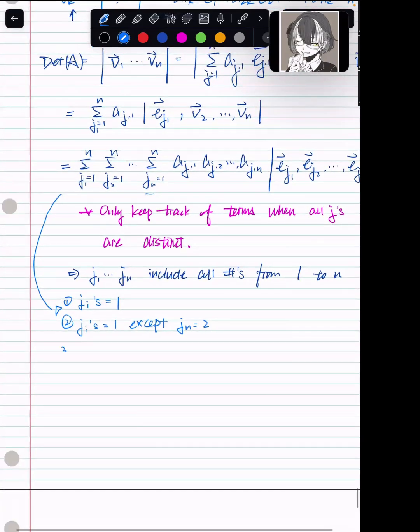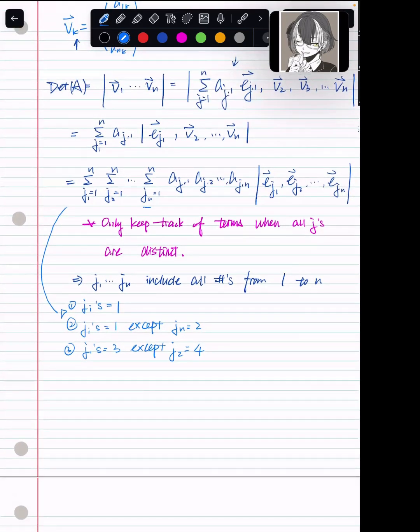And I also have a case where J1 equals, for example, 3, but J2 equals 4. The number of cases here is actually, I think, n to the nth power, but I'm not very good at probability.